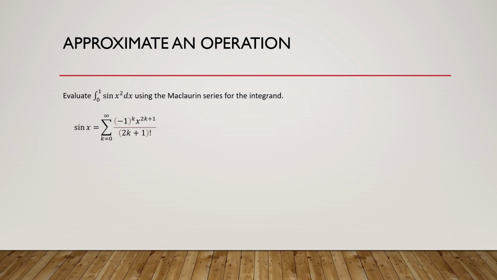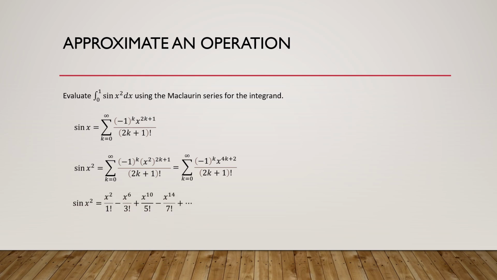Next, by squaring x, we get that sine of x squared equals the same series except x squared, which means the sum from k equals 0 to infinity of negative 1 to the k times x to the 4k plus 2 over 2k plus 1 factorial. This sum will be sine x squared equals x squared over 1 factorial minus x to the 6th over 3 factorial plus x to the 10th over 5 factorial minus x to the 14th over 7 factorial, and so on.